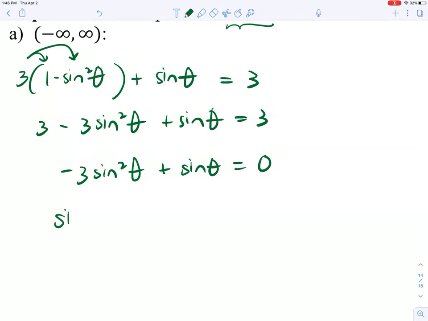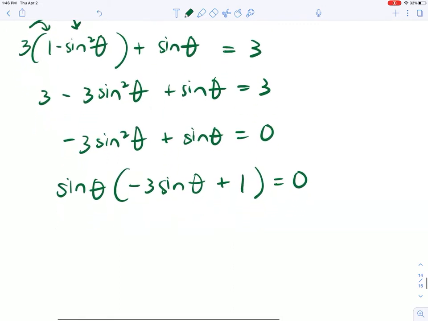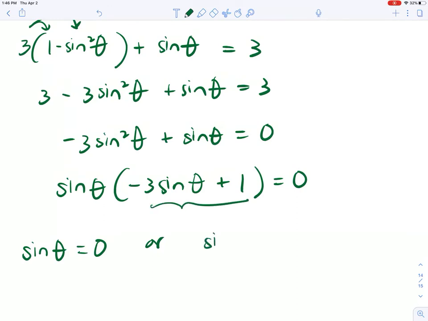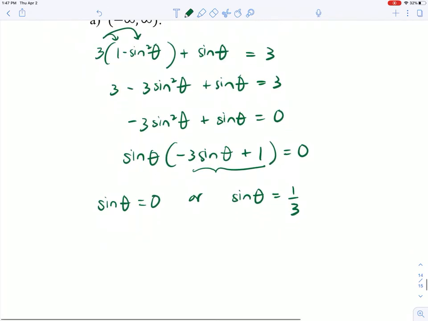So in this case, sine theta is a common factor that I can factor out. And the goal of factoring, and having 0 on the other side of the equation, like when we were solving polynomial equations, is so that you can apply the zero product property, where we know sine theta equals 0, or this second factor would end up being sine theta equals 1/3.